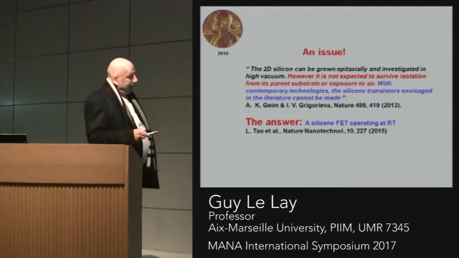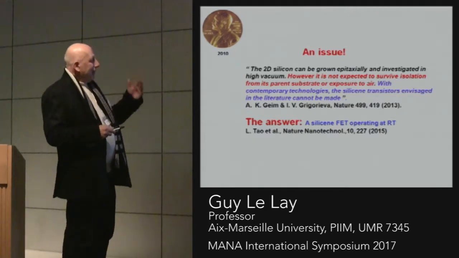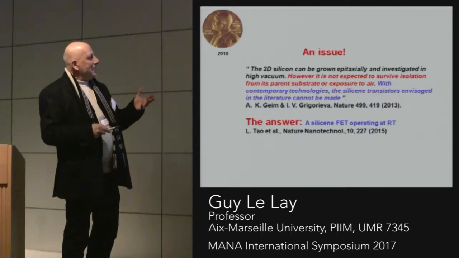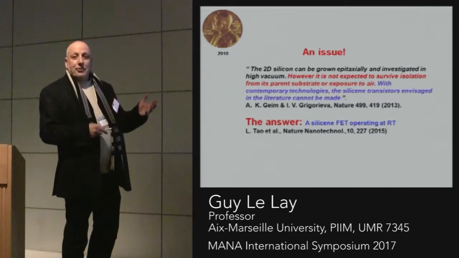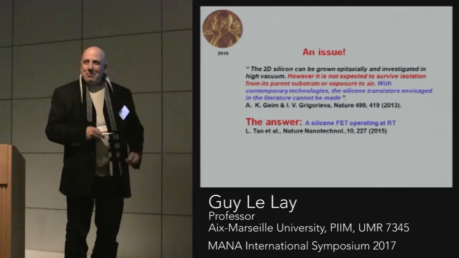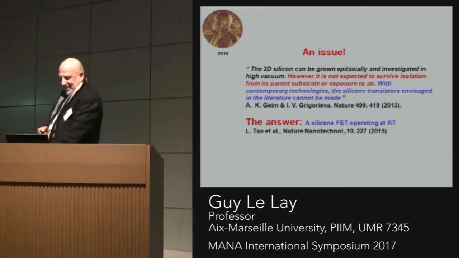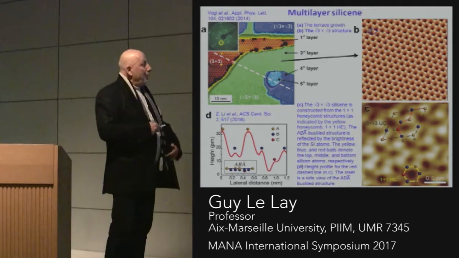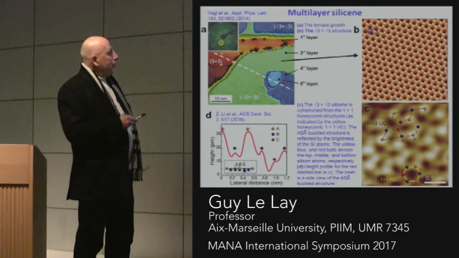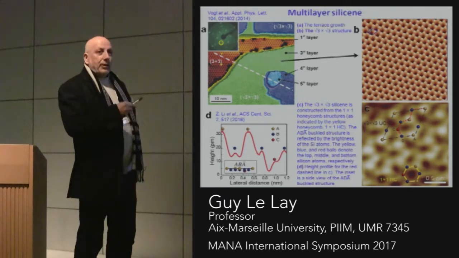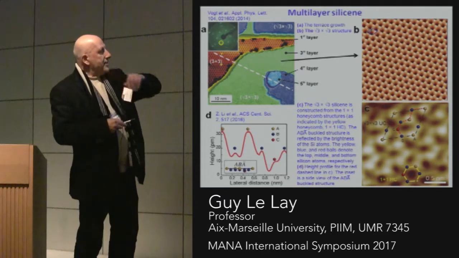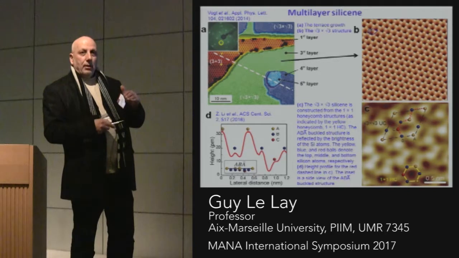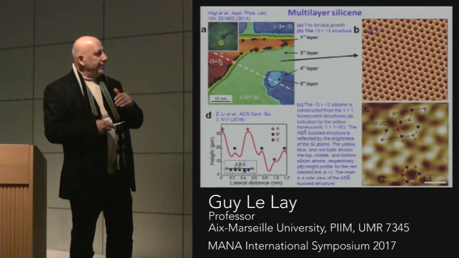An issue raised by game. Okay, you can read that: with comparative technologies, silicene transistors envisaged in the literature cannot be made. Sorry, they have been done. I've just shown it. But there is a way to do it maybe better, at least to have it safely for longer times. Instead of having just monolayer silicene, you can continue the growth. And the growth proceeds in terraces, okay? All terraces have the same unique structure. This is a √3 by √3 in terms of silicene.